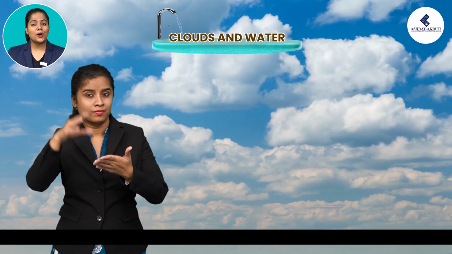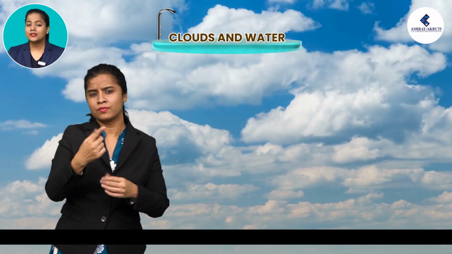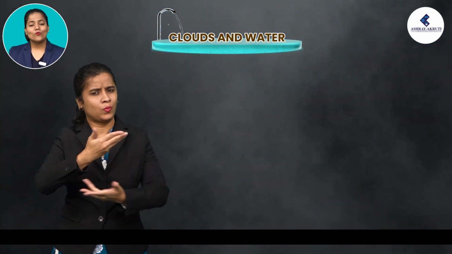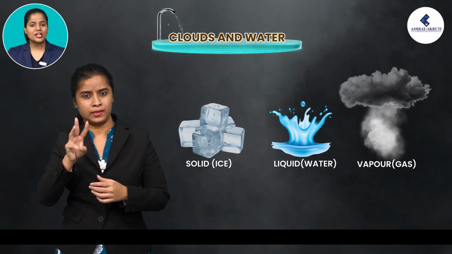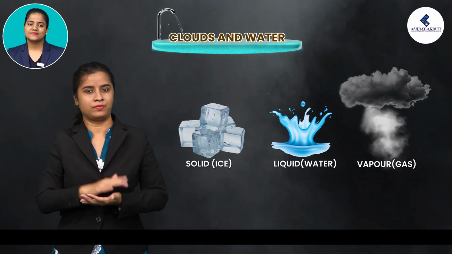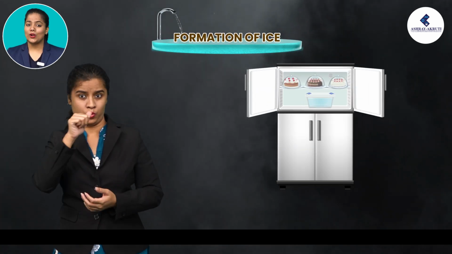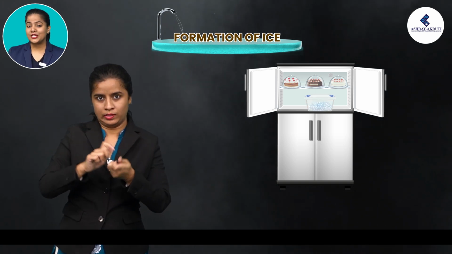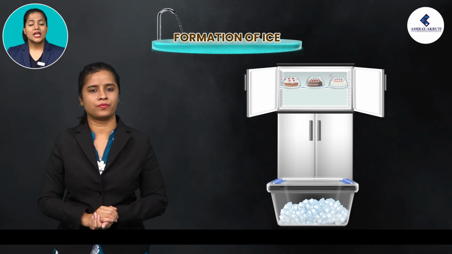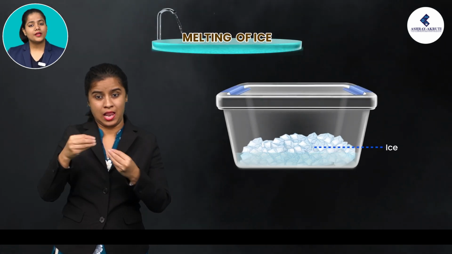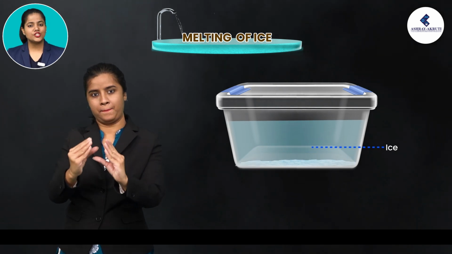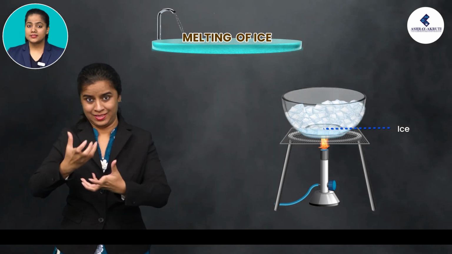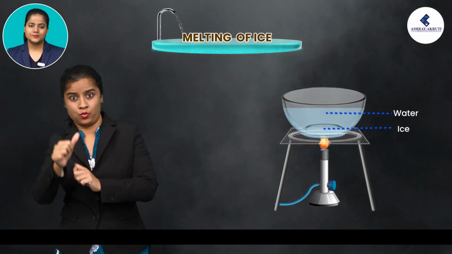To continue learning about rain, we first need to understand clouds and water. We all know that water exists in three forms in nature. The solid form of water is called ice. When water cools, it turns into solid ice. If ice is left in the open air, it melts and changes into water. Also, if we heat ice, it turns into water as well.